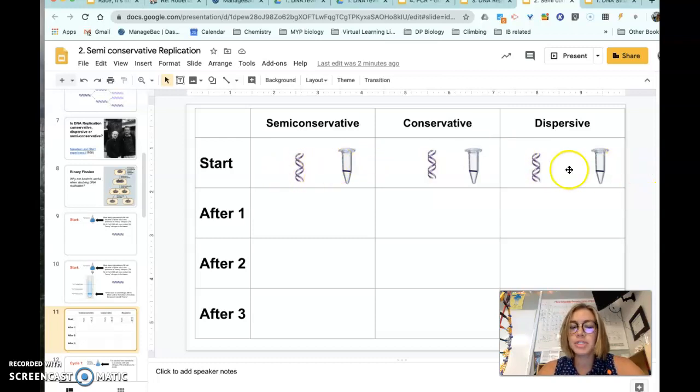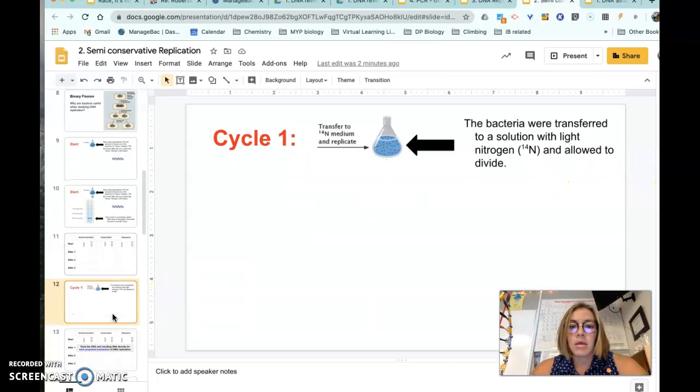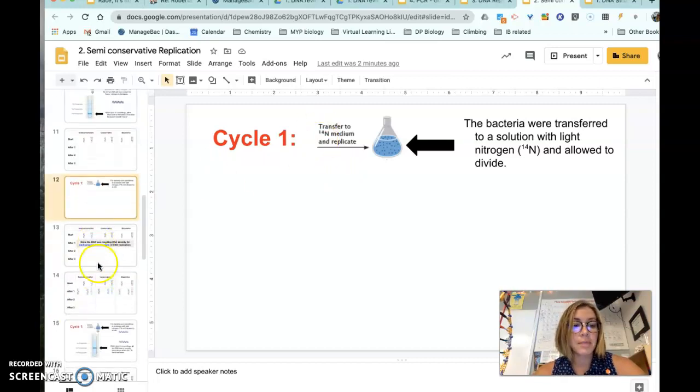Semi-conservative, conservative, and dispersive all start at the same time. And then after one cycle, they took the bacteria and transferred it to a solution with light nitrogen, so a different nitrogen isotope that had a smaller number of, sorry, just neutrons, and allowed it to divide. They transferred it to that lighter nitrogen medium, and they allowed it to replicate.